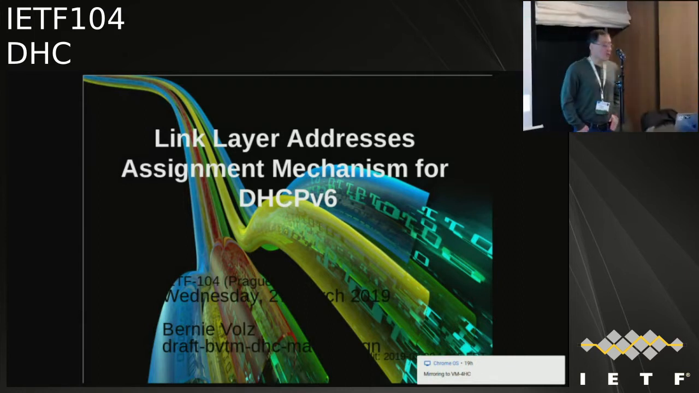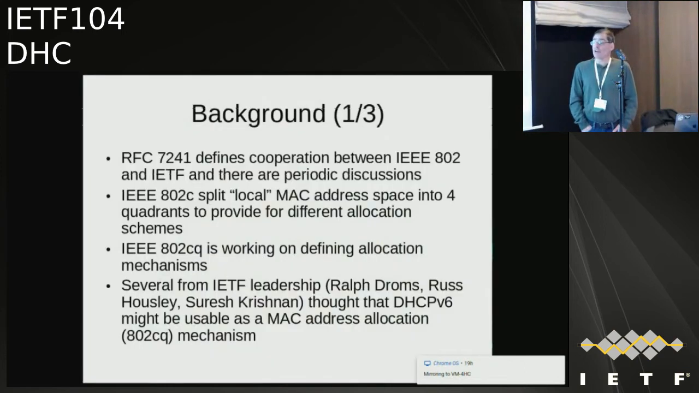Can you advance? A little background on this, because it has been presented before, and we did try to do a working group adoption call. The background on this work is that there is a cooperation defined between IEEE 802 working groups and the IETF. A while ago, the IEEE split up the local MAC address space into 4 quadrants, and there was a working group within the IETF established to work on defining an allocation mechanism for those 4 quadrants.